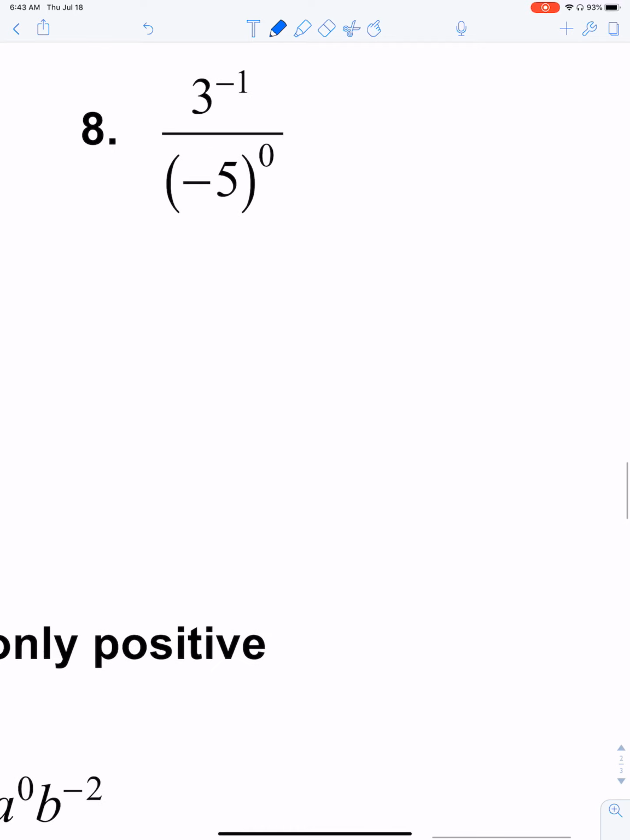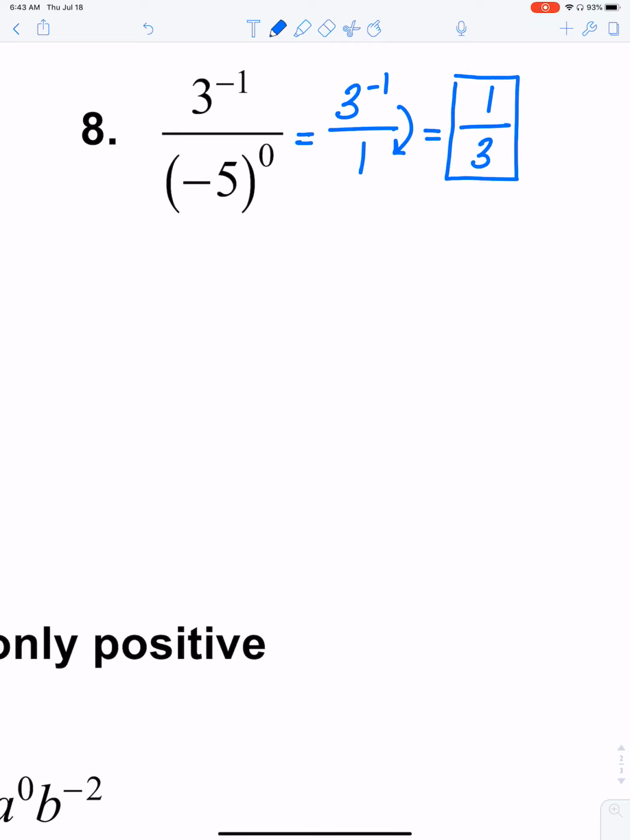Number 8. Again, I'm going to take care of that 0 property. Why should we be dealing with any extra numbers that we don't need to? So 3 to the negative 1 I'll leave over negative 5 to the 0 power, which is 1. That 3 to the negative 1 I'm going to bring into the bottom, so it's going to become 1 over 3. And that should be your final answer for number 8.